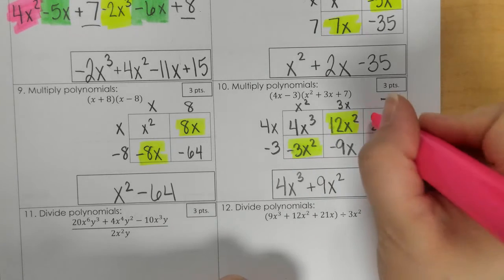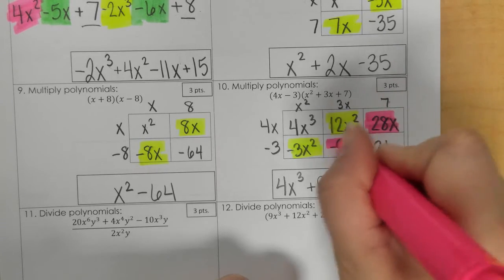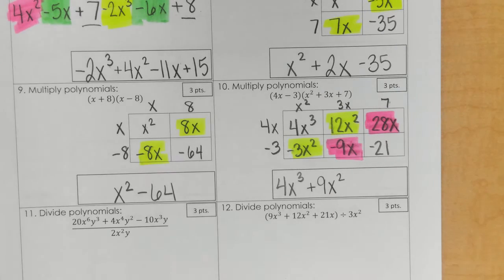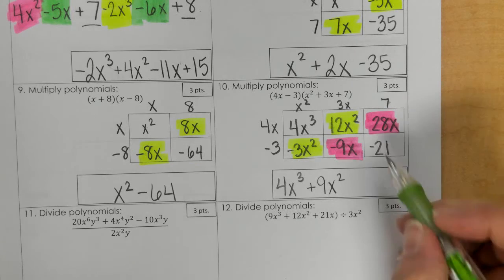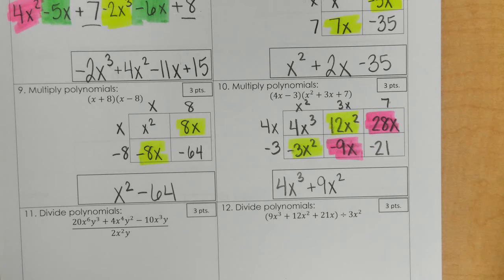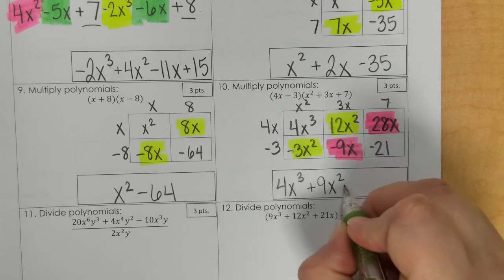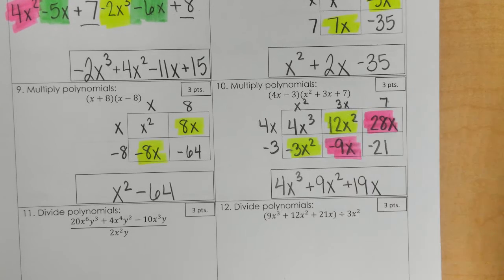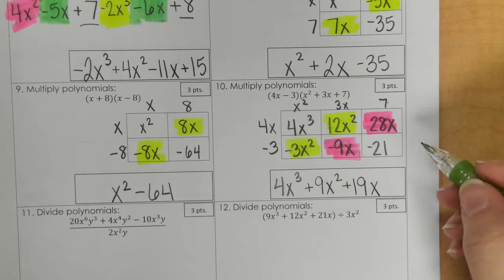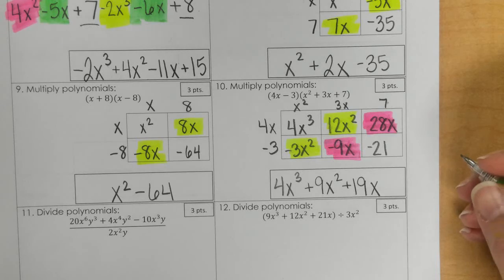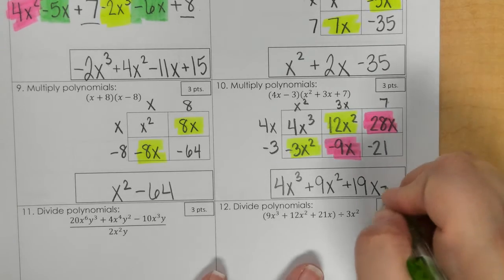And then we have 28x minus 9x. Again, both have an x on the diagonal, and that would become 19x. And then lastly, negative 21, it doesn't have any other terms it can combine with, so I just bring it down at the bottom.